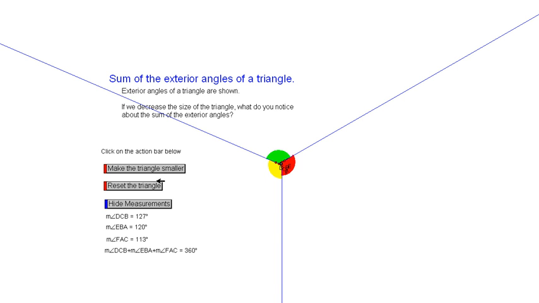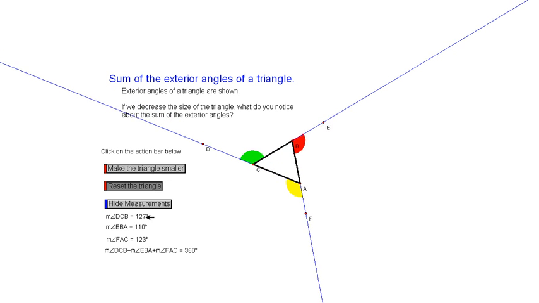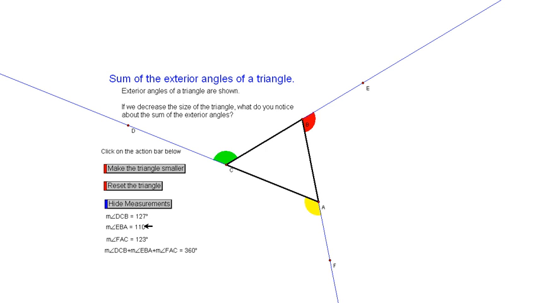And you can look here. Let me reset the triangle. If you look here, you can see the measures of the exterior angles, and if you sum them up, you get 360 as reported here. Okay, but Mr. Cardoso, what if you change the triangle? What if you move it around? Is this always true for any triangle?